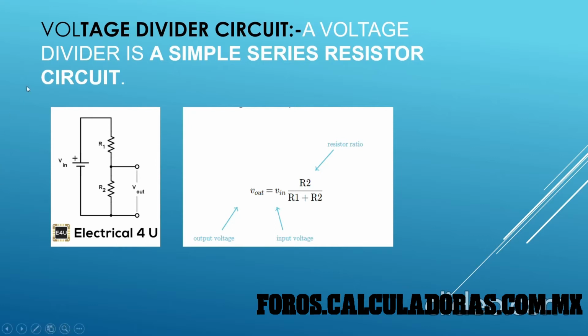So you can see the resistance 1 and resistance 2 here. These are connected in series. That means the same current goes from here to here to here and to here. Okay, this is what we call a series resistance circuit, when the same current that goes from the previous resistor goes through the second one. So this is our voltage divider circuit.